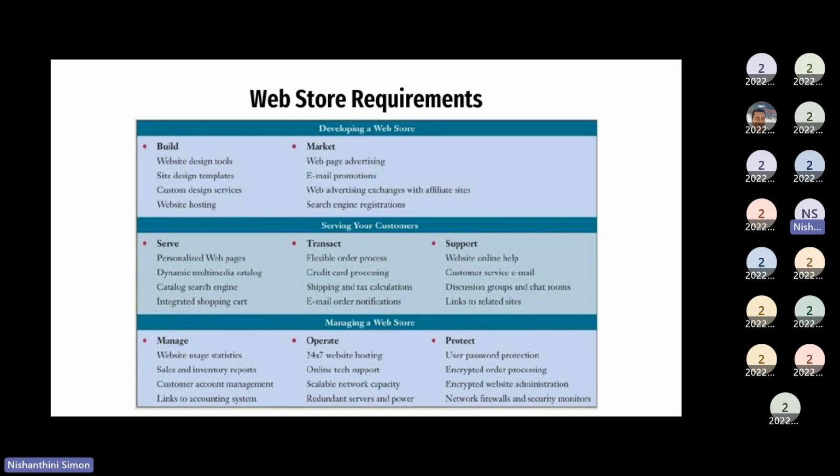So we have studied whether we are going to develop and host it ourselves, or go for third-party outsourcing, or get support from the cloud to save the data in storage. Those are things we have to consider and finalize in building the web store. Then another important thing is how we are going to market.